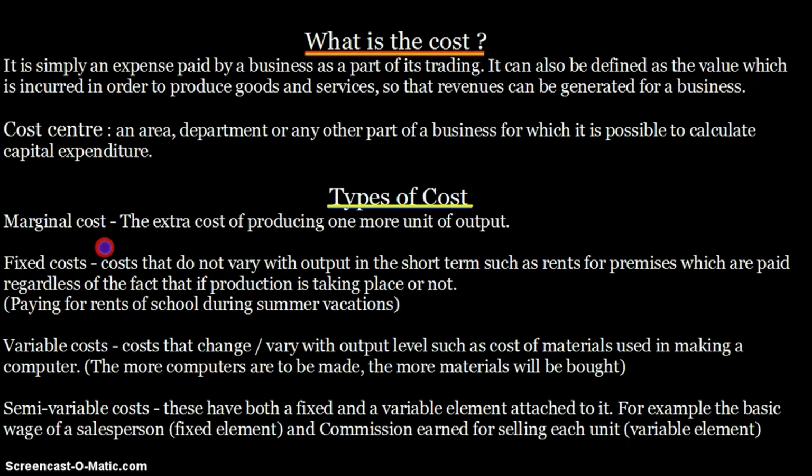First of all, we have the marginal cost. This cost is basically the extra cost of producing one more unit of output. So let's use an example to explain this. Let's say we produce 100 units at a cost of $200.